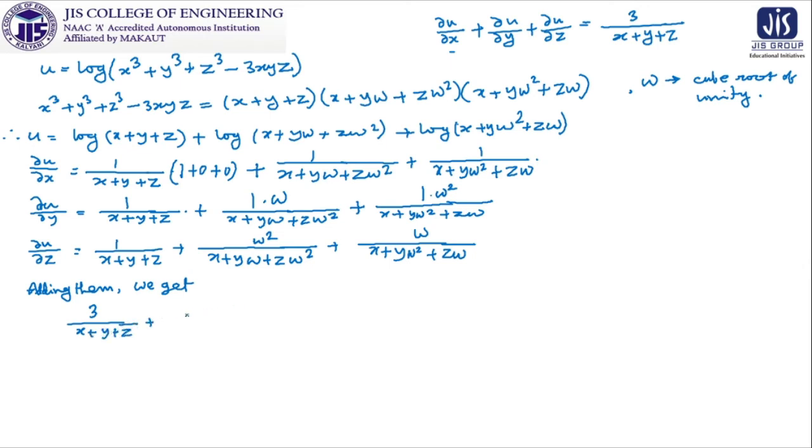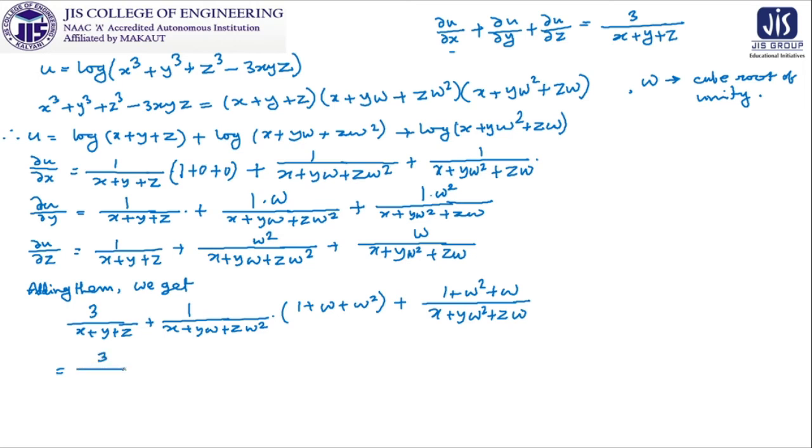Now plus 1 by x plus y omega plus z omega square into, here we get 1, then we get omega, then we get omega square. And similarly for the third part, x plus y omega square plus z omega, and in the upper part you will get again 1 plus omega square plus omega, means the same thing. So what we can write here is 3 by x plus y plus z.